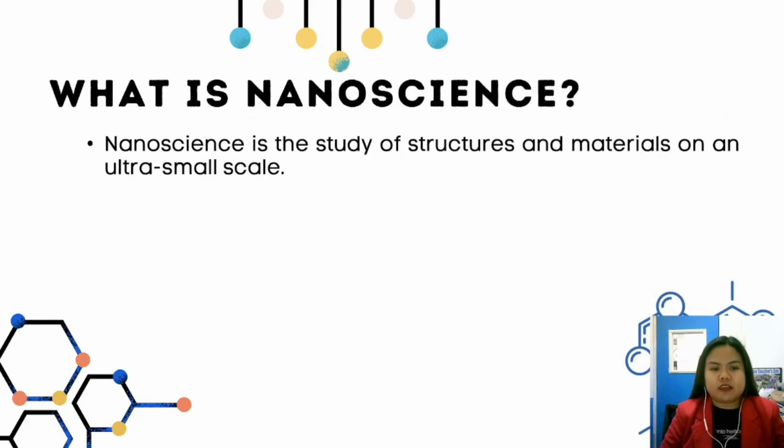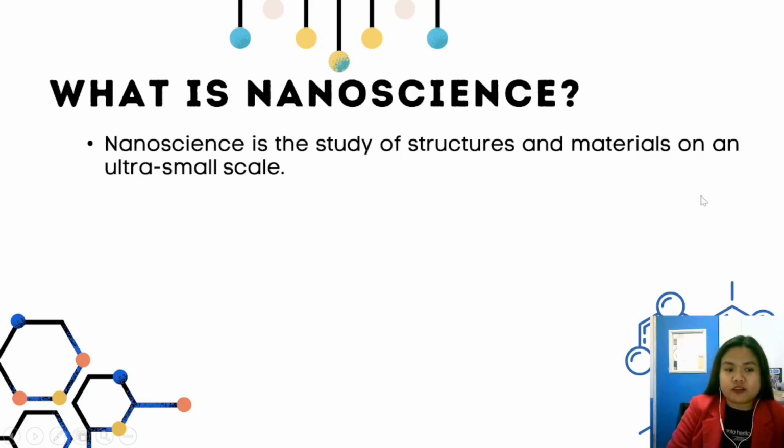What is nanoscience? Nanoscience is the study of structures and materials on an ultra-small scale. Nanoscience is cross-disciplinary, meaning scientists from a range of fields including chemistry, physics, biology, medicine, computing, material science, and engineering are studying it and using it to better understand our world. Nanoscience is also known as a knowledge of a small scale.